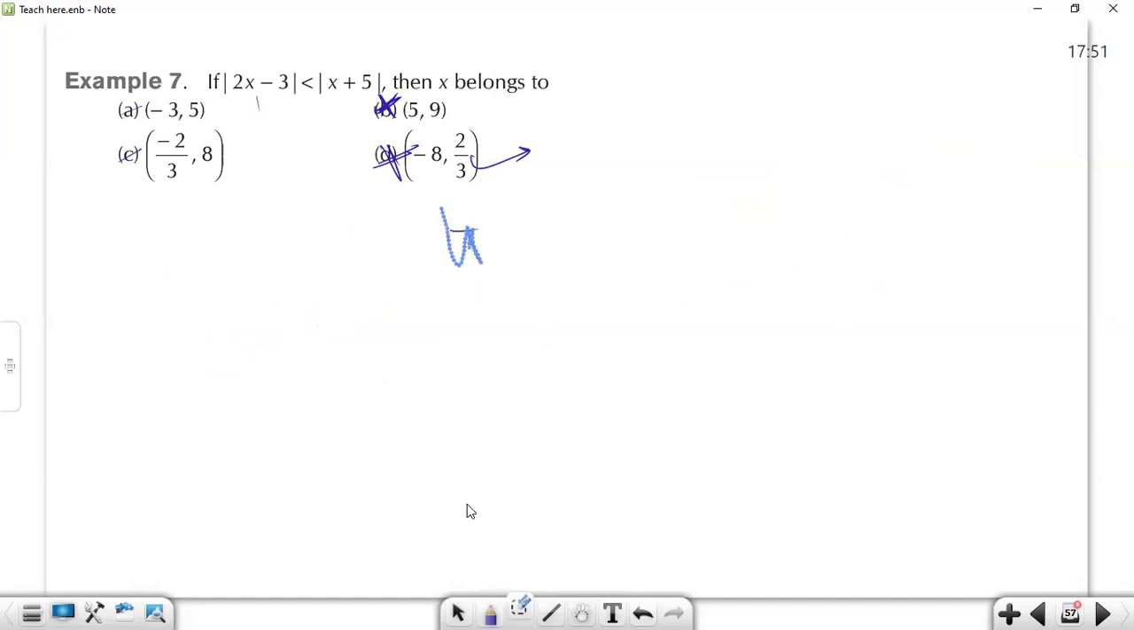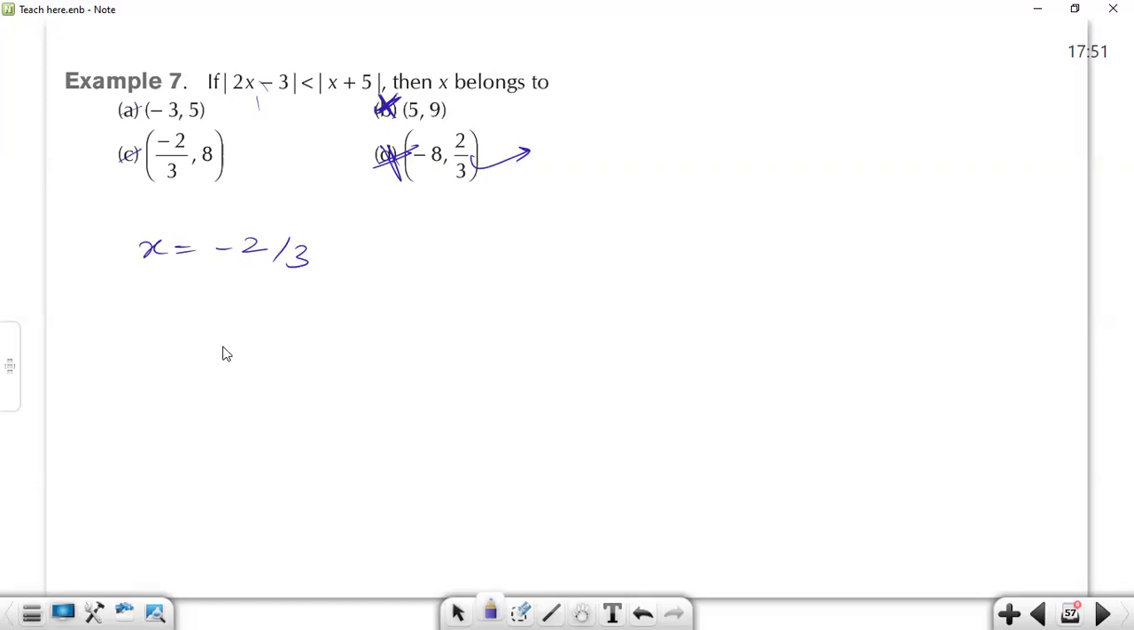There can be multiple methods to solve a question. Let's take x equals minus 1. No, let's take x equals minus 2 by 3, because minus 2 by 3 is excluded in option C.